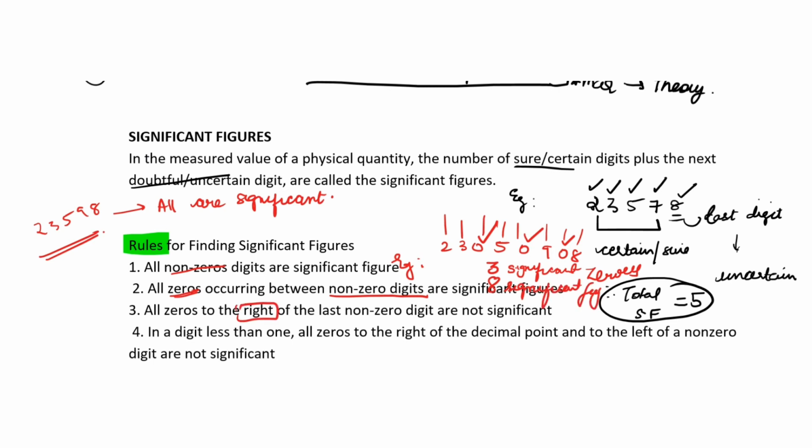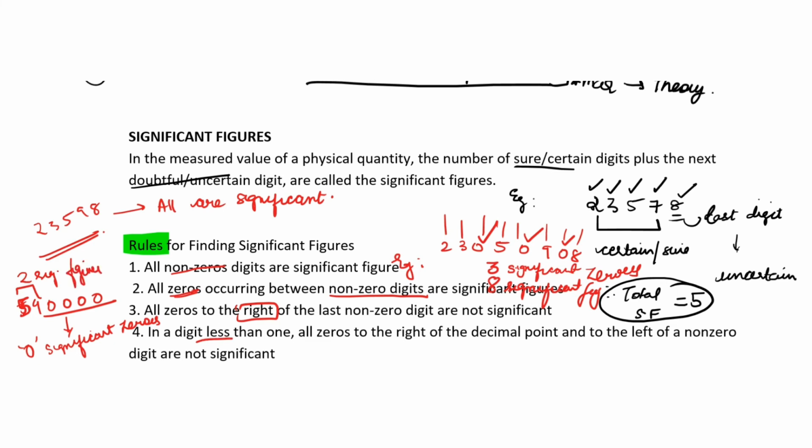Here let me take an example, 590000, 4 zeros. Now tell me, are these zeros significant or not? No, they are not significant. So there are 0 significant zeros. Getting the point? And what is the total number of significant figures? 5, only 5 and 9. So 2 significant figures. I hope you have understood. All the zeros to the right of the last non-zero digit are not significant.